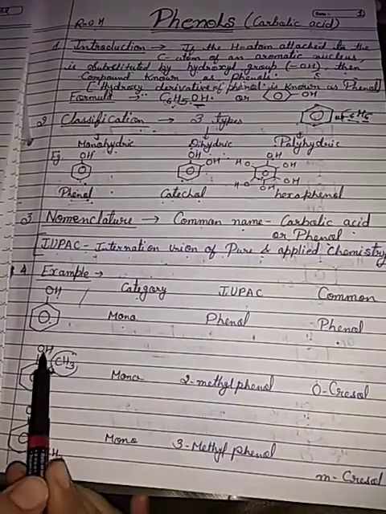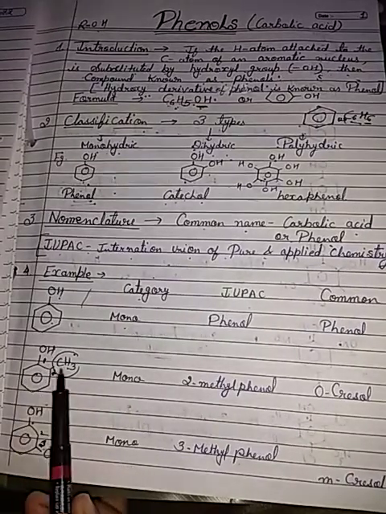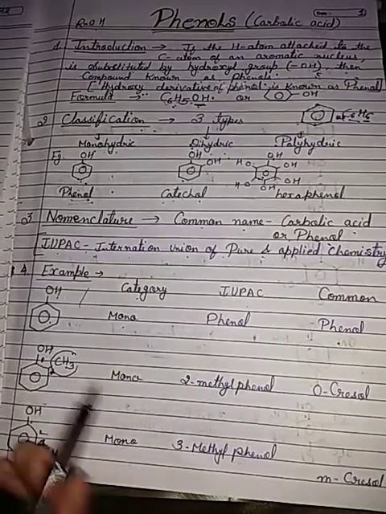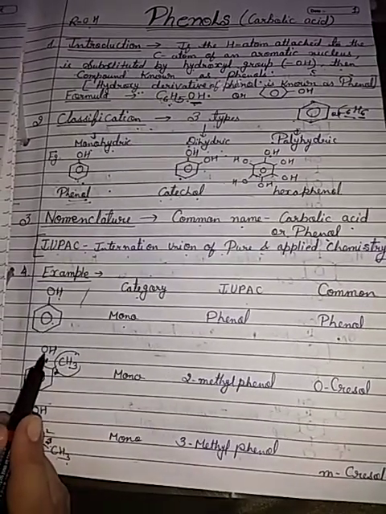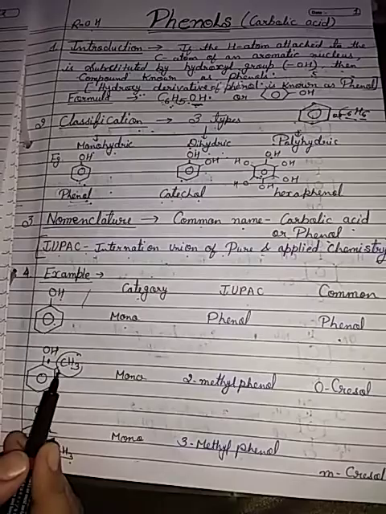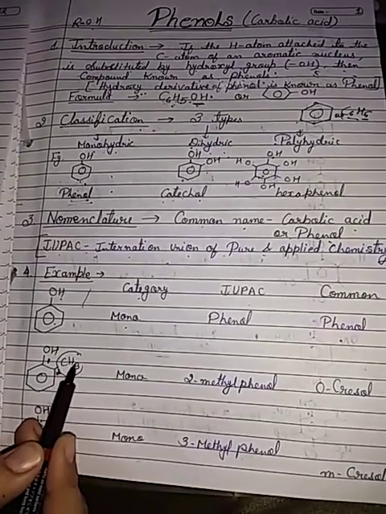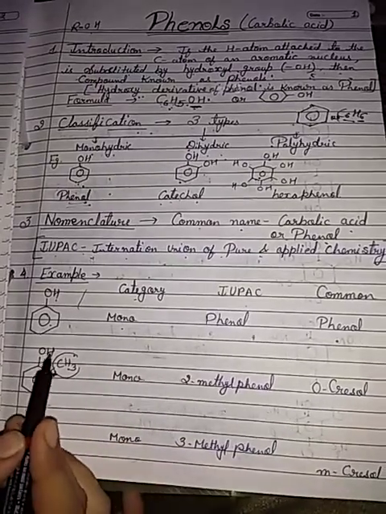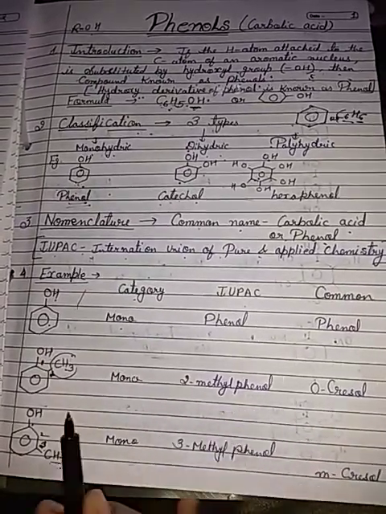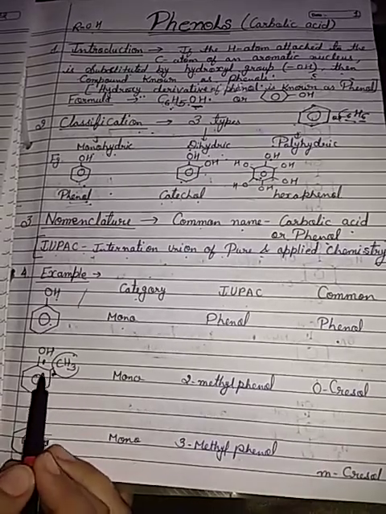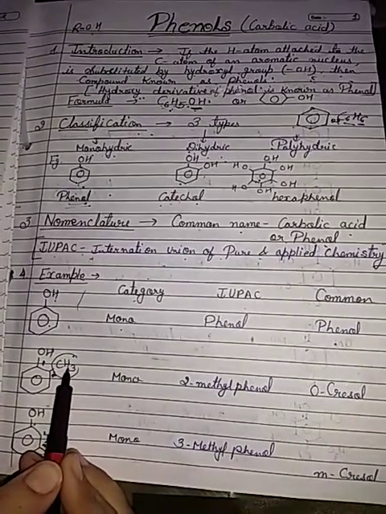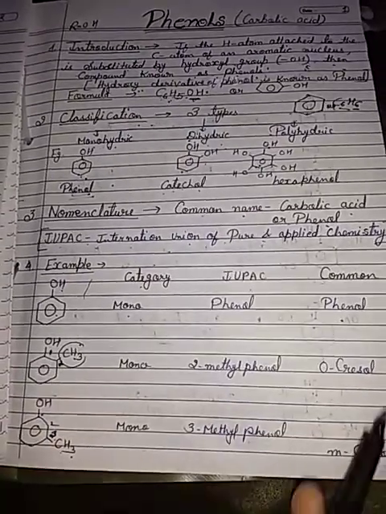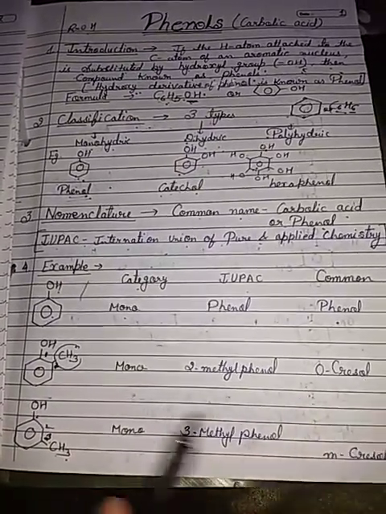The second compound is OH attached to benzene, that is phenol, but a substituent group CH3 is attached. First we give numbering. The first number is given to the functional group OH, 1, and 2. The second number goes to the substituent group attached. So we write 2-methyl phenol. Its common name is ortho, since the methyl group is attached at the ortho position. When OH and CH3 are both attached to benzene, its common name is cresol.